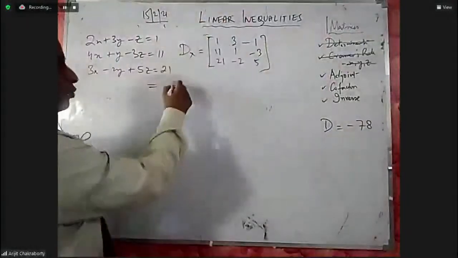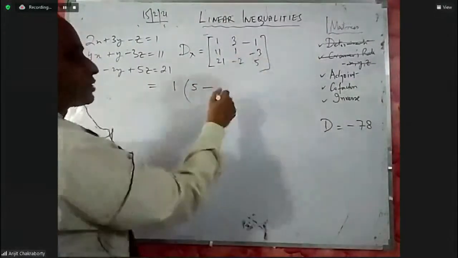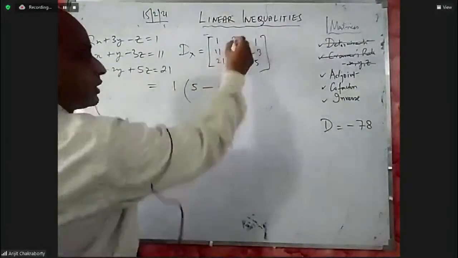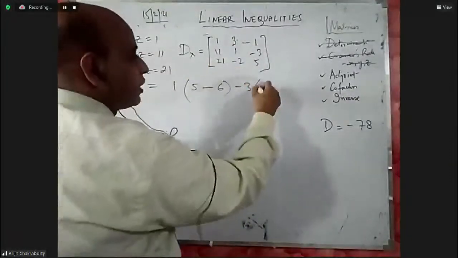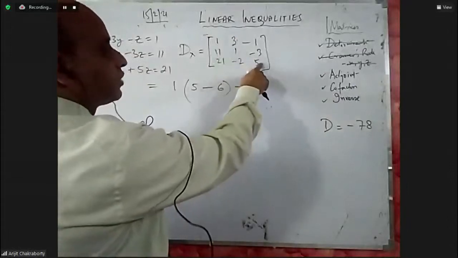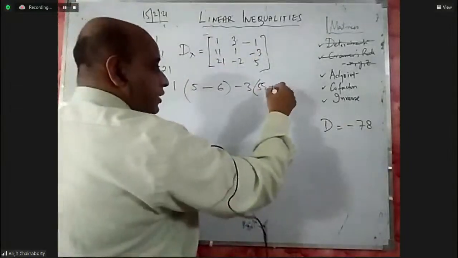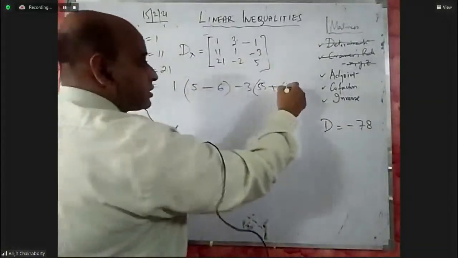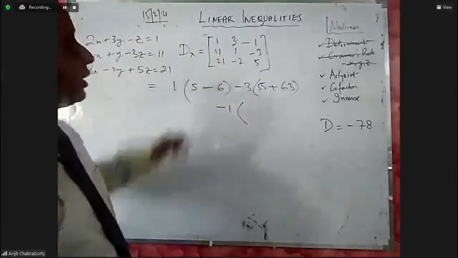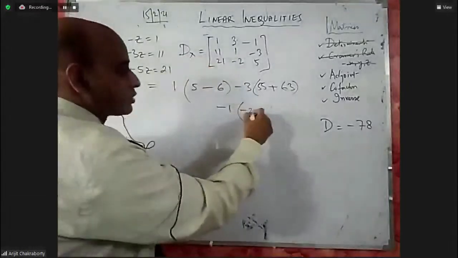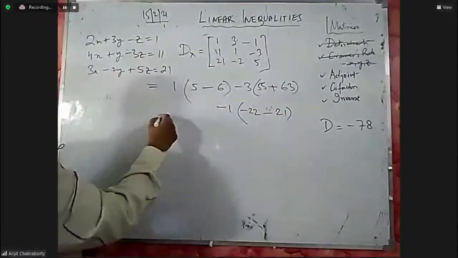So here again, I take 1, then I have 1 into 5, that is 5, minus 2 into minus 3, that is 6. Then I take minus 3 here, and 11 into 5 I will take. So 11 into 5 is 55, minus 21 into minus 3. So this becomes 21 into plus 3. So 21 threes are 63. This is what I'm getting. Then I have minus 1 here, so I put minus 1. 11 into minus 2, that is minus 22, minus 21 into 1, that is minus 21. So let me see what it leads us to.